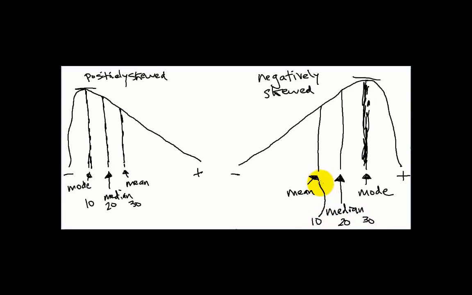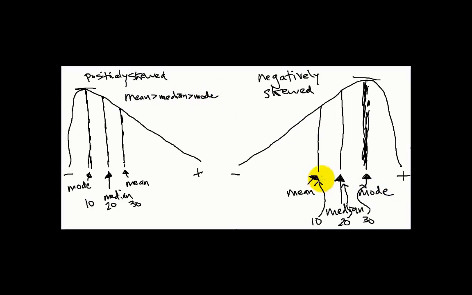Okay, so the 10 points to the mean, the 20 points to the median, and the 30 here points to the mode, and so forth. Okay, so in a positive skewed distribution, notice how the mean is larger than the median, which is larger than the mode. So you could say something like this: mean greater than median, which is greater than the mode.